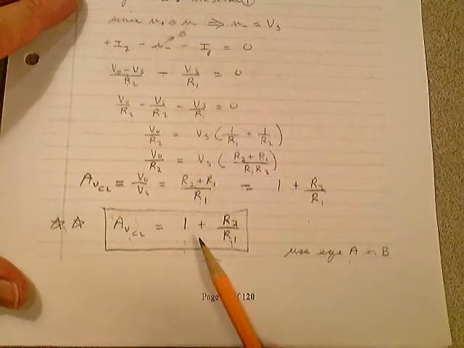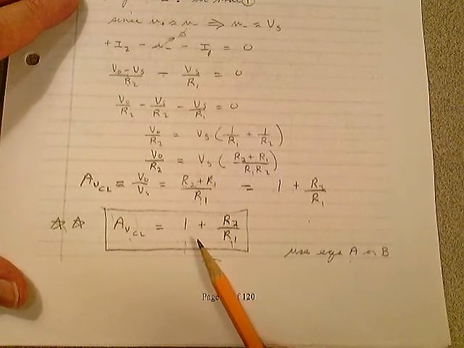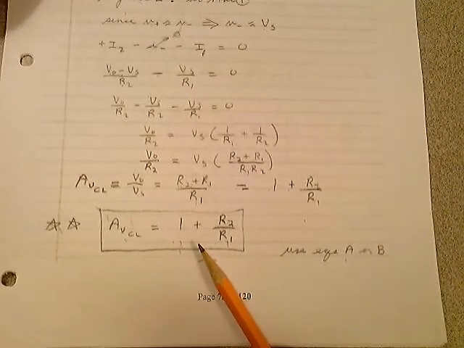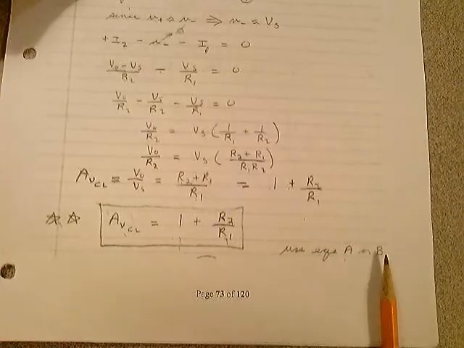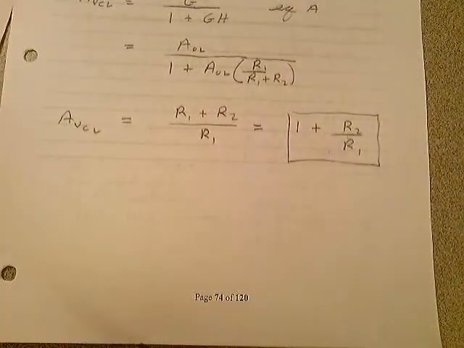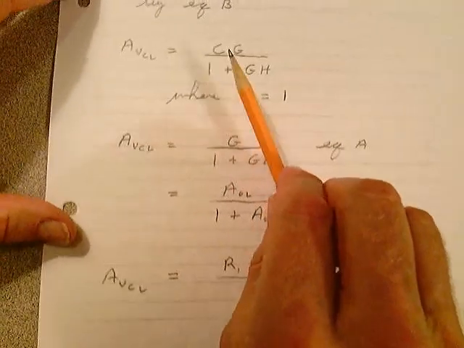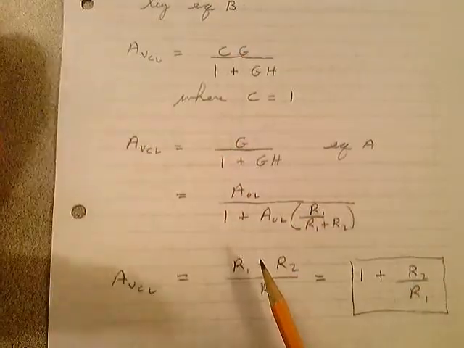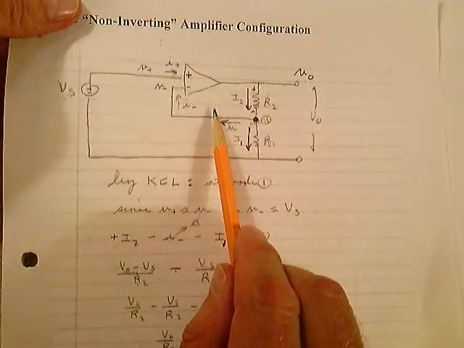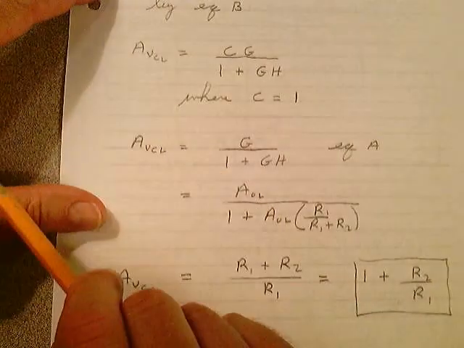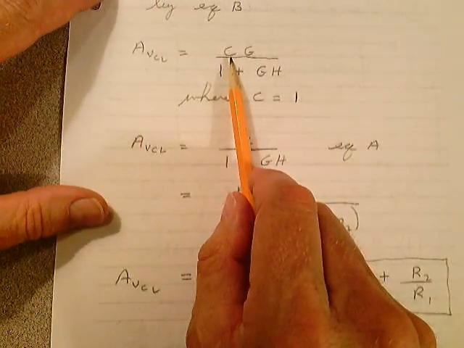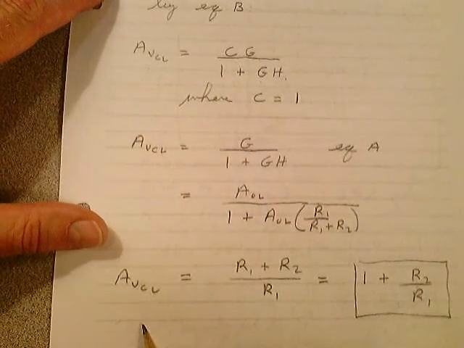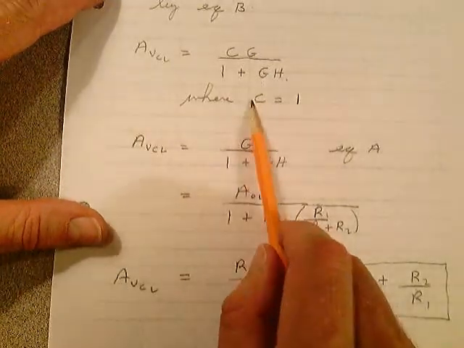So there's the equation that I want you to use for a non-inverting amplifier configuration. You can use equations A and B, our control theory equations, and that's what I've done here to show you how you can analyze it. It's real easy to analyze. Just basically look at this circuit here, and I want you to realize that it's C times G divided by 1 plus GH, okay, where C is equal to 1.